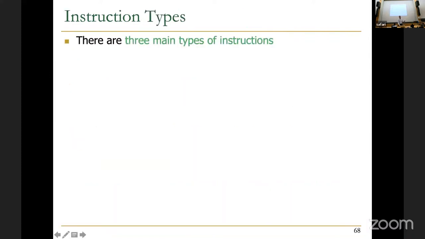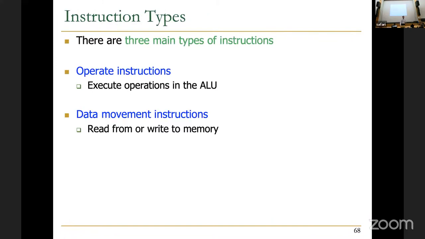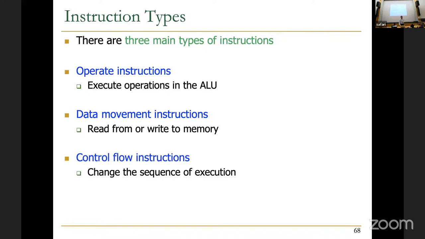So there are three main types of instructions. Operate instructions execute in the ALU. Data movement instructions read from or write to memory. Control flow instructions change the sequence of execution. We're going to see all of those. We're going to start with operates since it's easier.